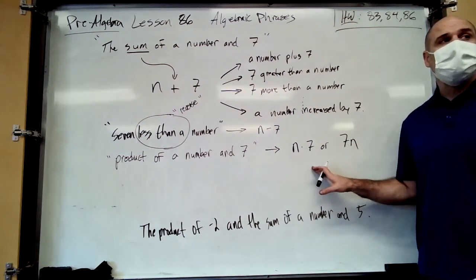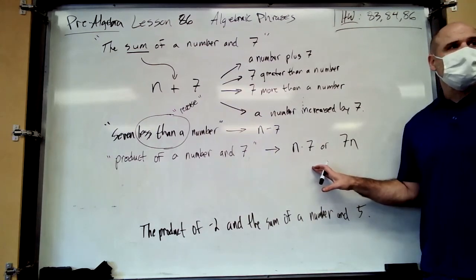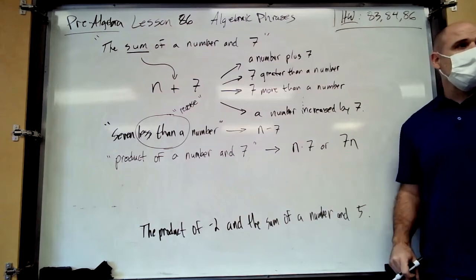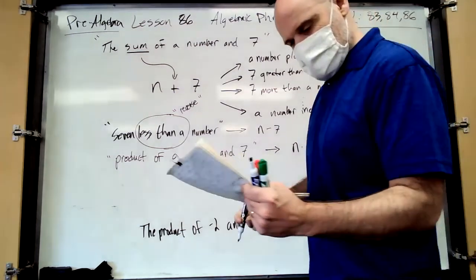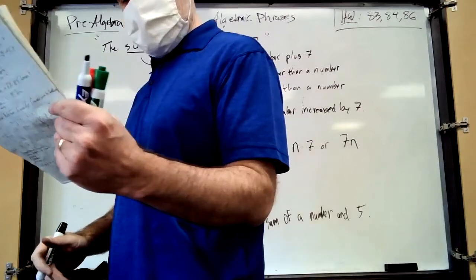Well, then it could look like 7 to the n power. Why? We don't know what n is. Why do you have to make this more confusing? True. For real. Okay, so product of a number and 7.